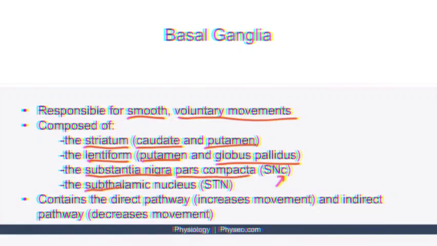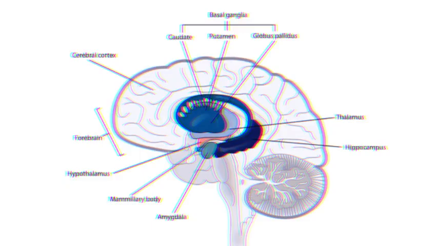It also has the subthalamic nucleus, or STN for short. Now the basal ganglia contains the direct pathway, which increases movement, as well as the indirect pathway, which decreases movement. So now let's show some anatomy of these locations.